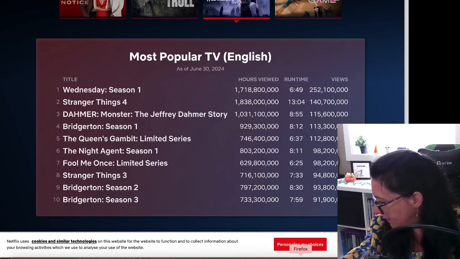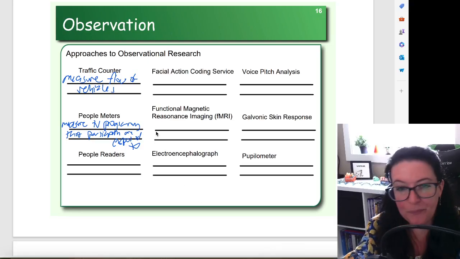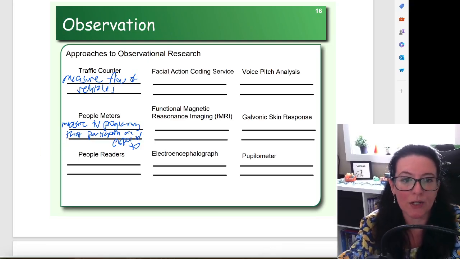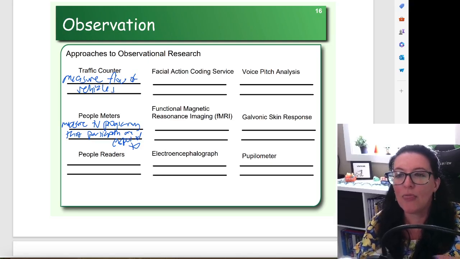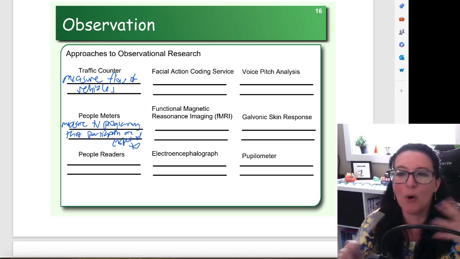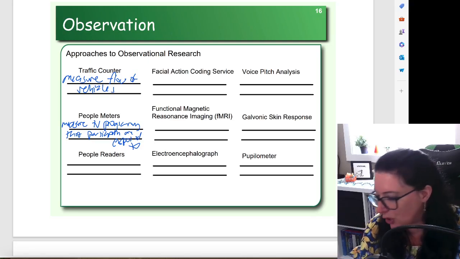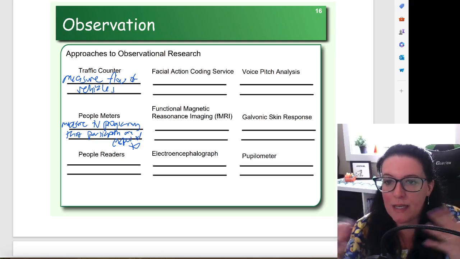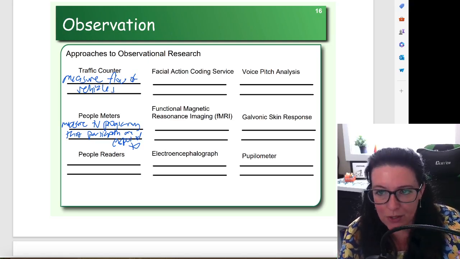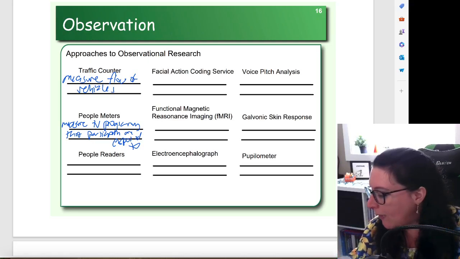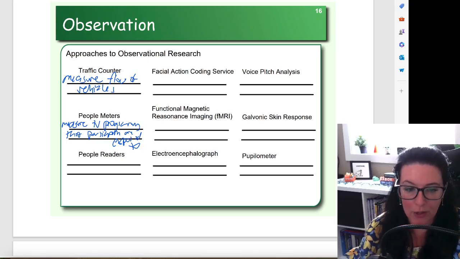All right, let's go back to our list. All right, that was people meters. So we're measuring here the number of people that are exposed to something, in this case, a TV show. So we're measuring TV programming that participants are exposed to. And then we want to compare that to people readers.